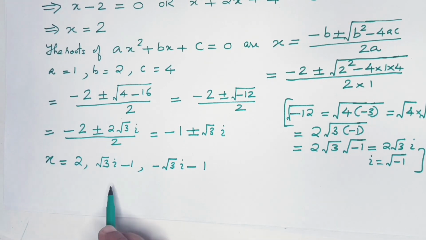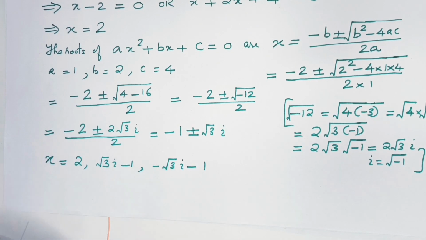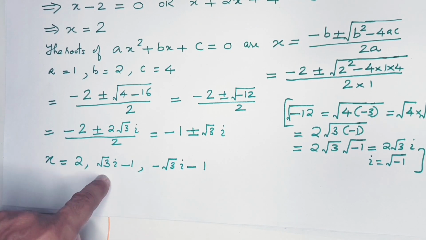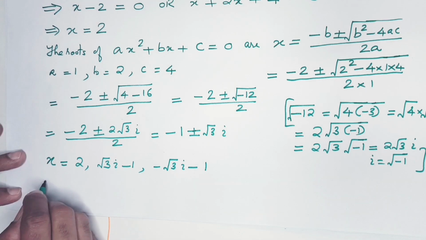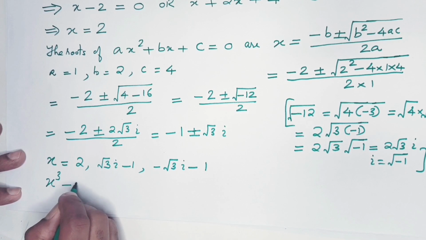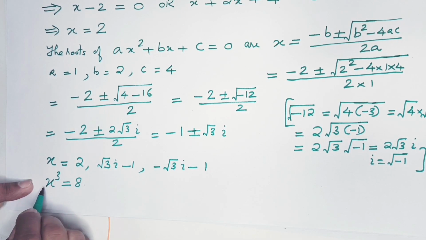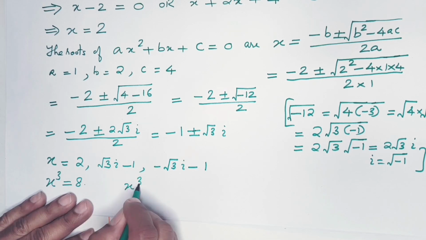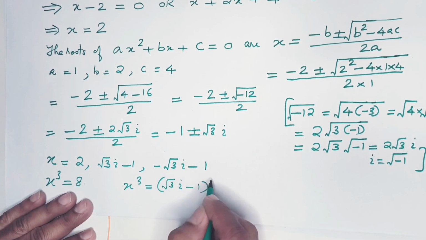Now let me choose the middle one and verify whether we got the correct solution. So we will substitute this value in the given equation. Rather, the left side of the equation we will replace by this, simplify, and see whether we are getting the right side, to see if the solution is correct. This is the given equation to be solved. Now let me plug in root 3i minus 1 as x on the left side. So x cubed equal to root 3i minus 1 the whole cubed.